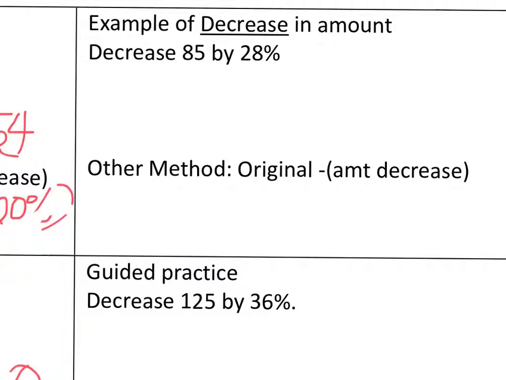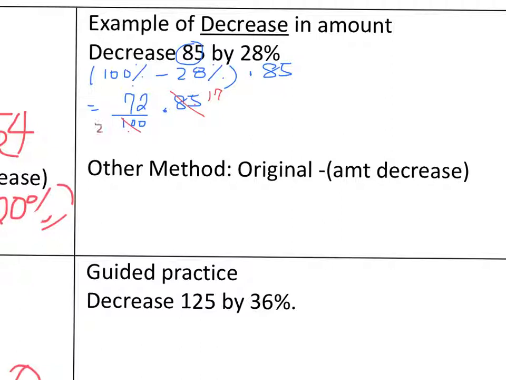And to find the decrease in amount, we do just the opposite. You can take 100%, subtract that by 28%, and multiply by the original amount, 85. So 100% subtract 28% is 72%. So I'm just going to write 72 over 100 times 85. And then I'm going to simplify 85 with 100. Now 85 divided by 5 is 17. 100 divided by 5 is 20.